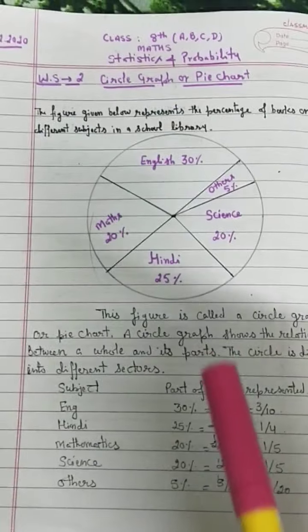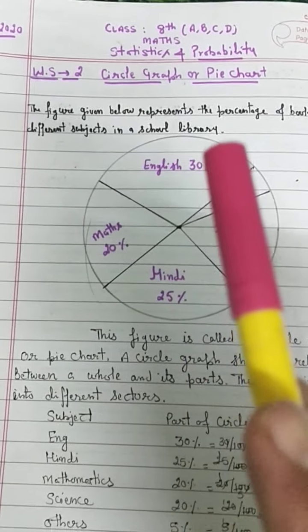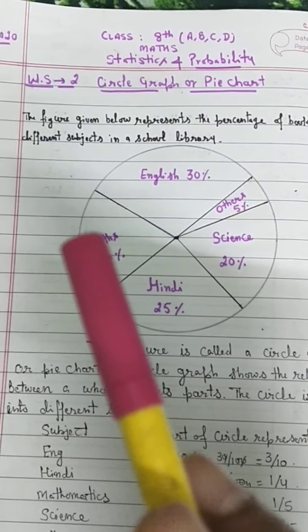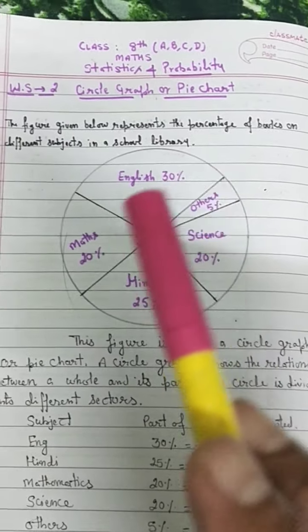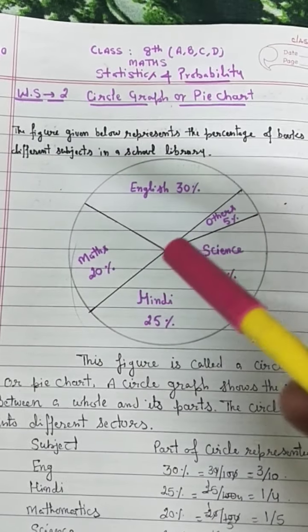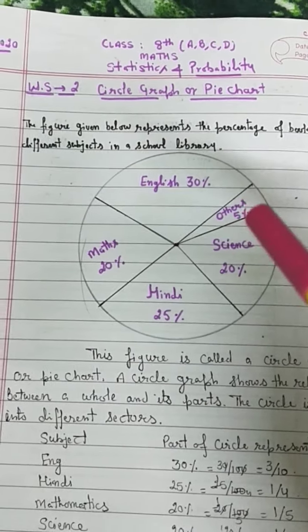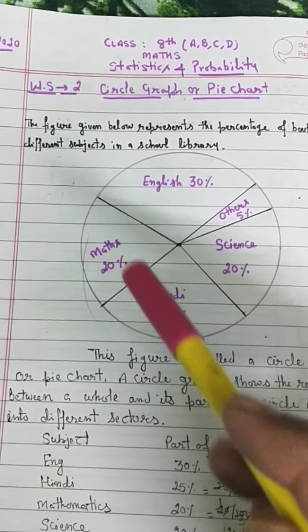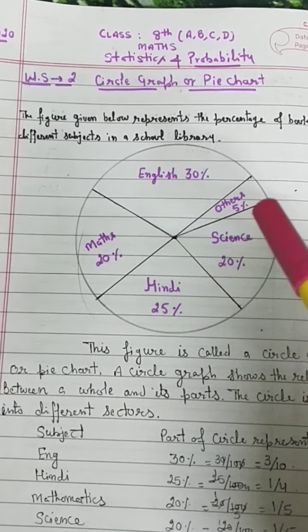So what is a circle graph or pie chart? The figure given below represents the percentage of books on different subjects in a school library. So here a circle is given. We can draw a circle with any radius, and English 30%, Maths 20%, Hindi 25%, Science 20%, and others 5%.